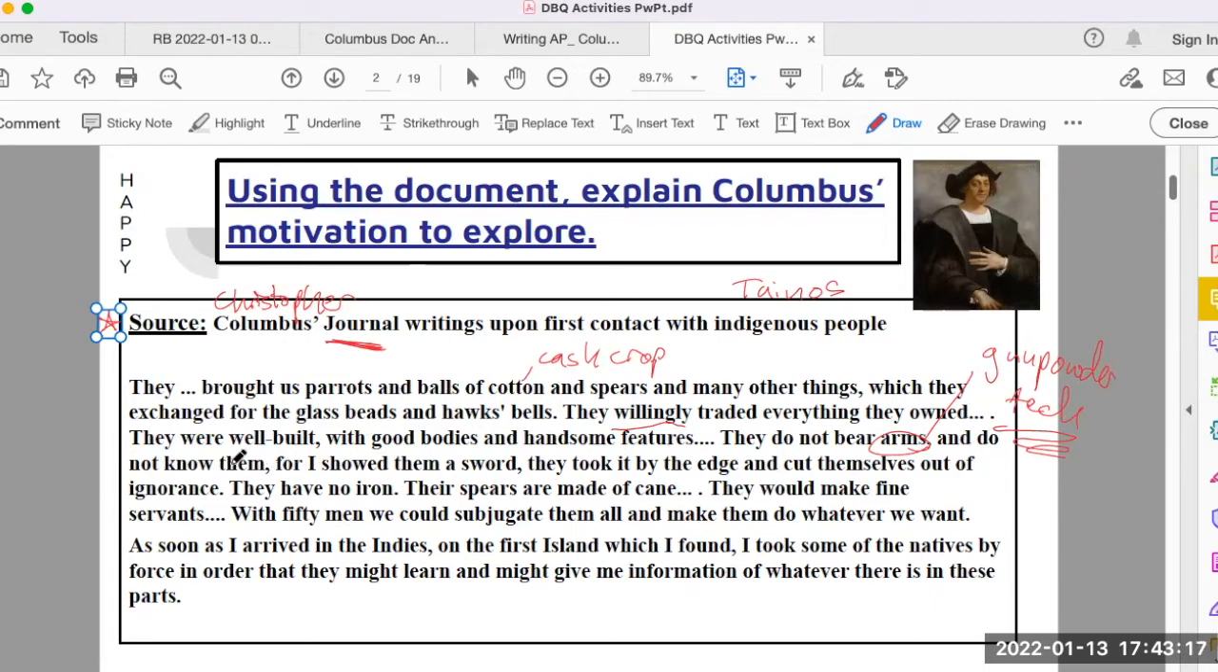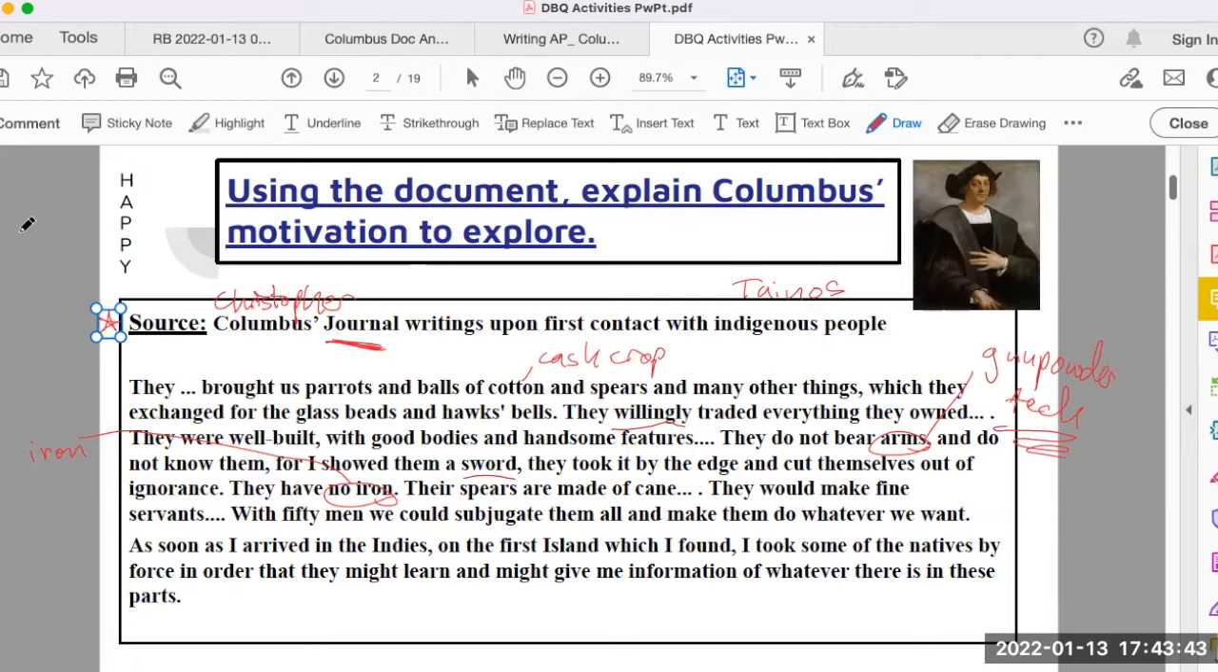They do not know them. They do not know these gunpowder technologies. For I showed them a sword. Okay, they took it by the edge and cut themselves out of ignorance. They have no iron. Okay, so in addition to not having any gunpowder weaponry, they're also not going to have metal weaponry, which we know is one of the causes of European dominance in the New World.